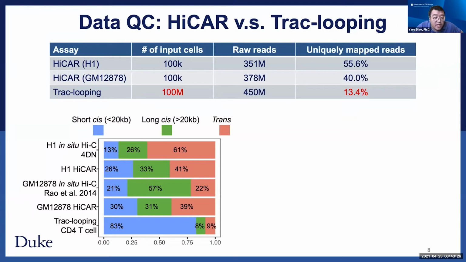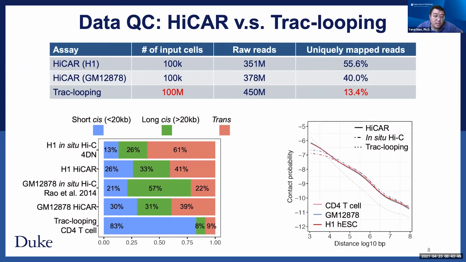But when we do the same analysis on Trac-looping data, despite there being only 13% uniquely mapped reads, and among these uniquely mapped reads, you can see most of the reads are short-range reads, and there's only 80% of reads which are long-range cis reads. And we also compare the contact probability decay over distance. And here, the solid lines are the data from HiCAR. And we use red and blue to indicate H1 and GM data. And the dash-dotted line is in situ Hi-C data. And you can see here, overall, I think about 10 kb.